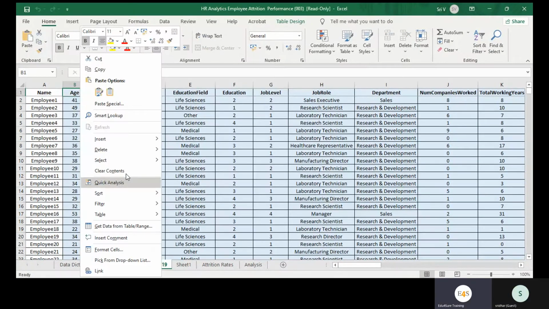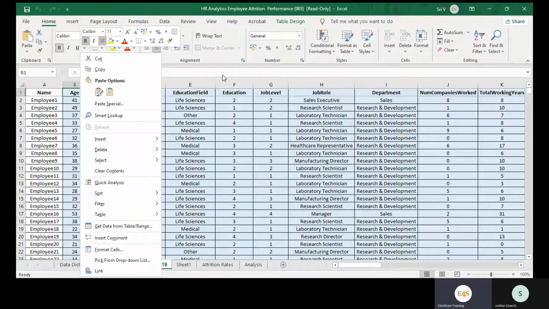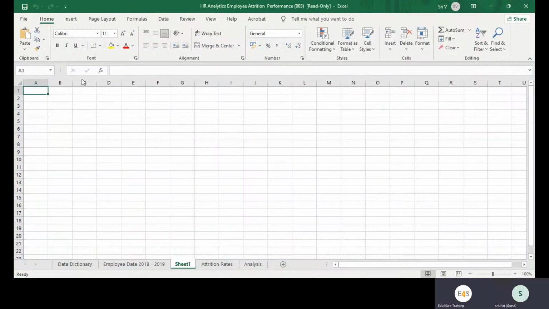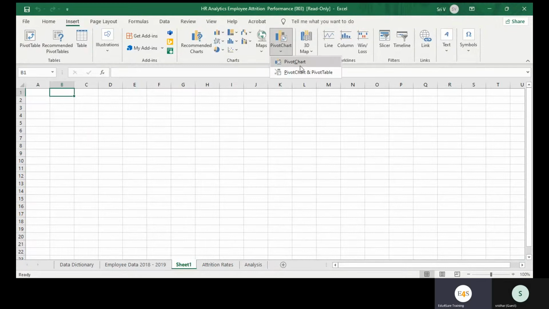I think you forgot from the last session. You do not need to come here. You just need to go to a new sheet, sheet 1. Put the cursor anywhere. Go to the insert tab, and come to this section, pivot chart, not pivot table, because we need to create a pivot chart, not only a pivot table, right? Yes. Click on this.